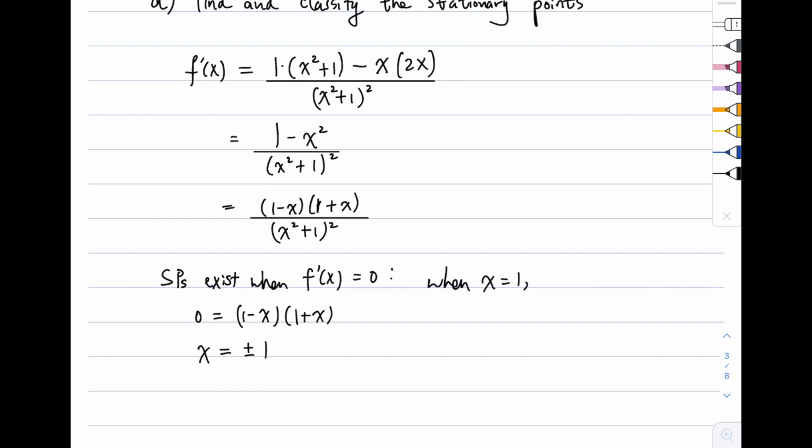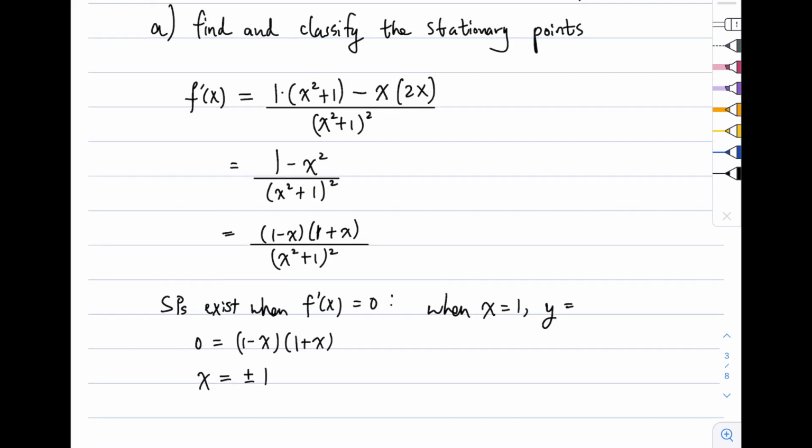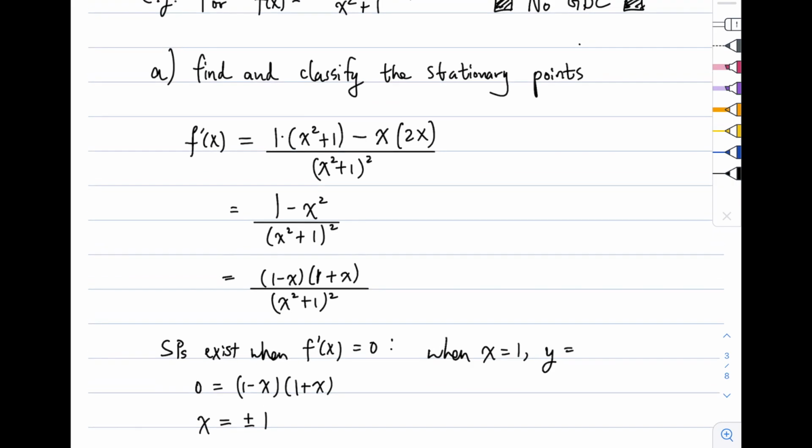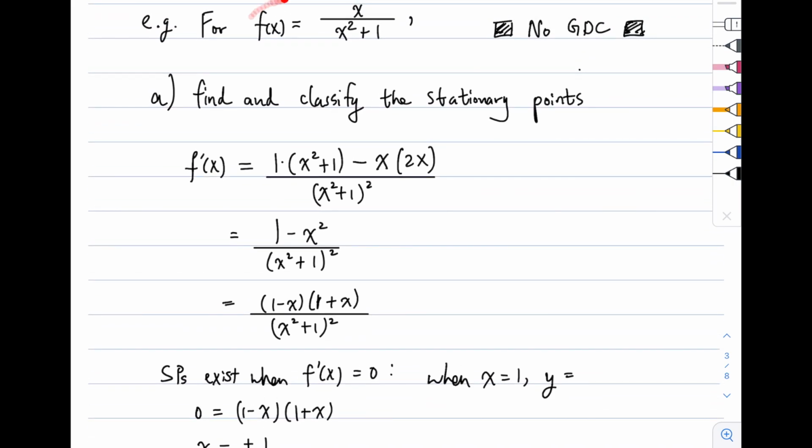Now here, a lot of people will accidentally plug this into the derivative. What you want to do is find the stationary points that lie on the original function. So you want to evaluate the original function when x is 1. If we plug in 1 into the numerator, we get 1. In the denominator, we get 1 squared plus 1, which is going to be 2. So y is going to be 1/2.